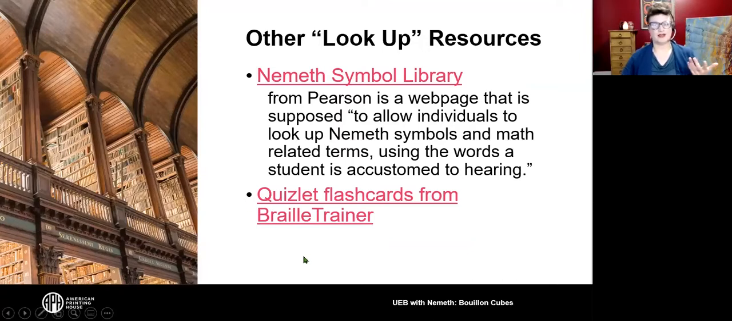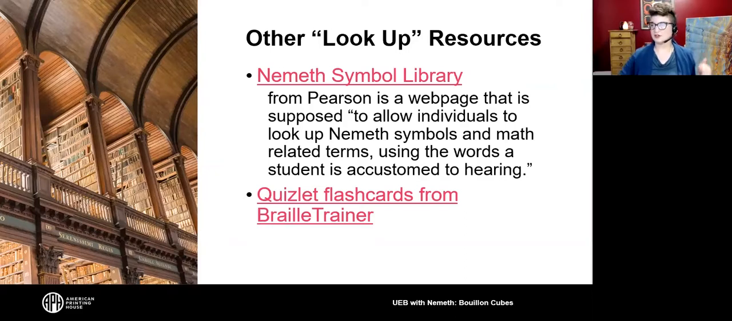I also, under my username Braille Trainer on Quizlet, have made a pair of flashcard sets. One of them is an abbreviated set of Nemeth Code symbols, good for refreshing your brain, maybe right before you dive into a UEB with Nemeth transcription. And the other is about Nemeth Code formatting.